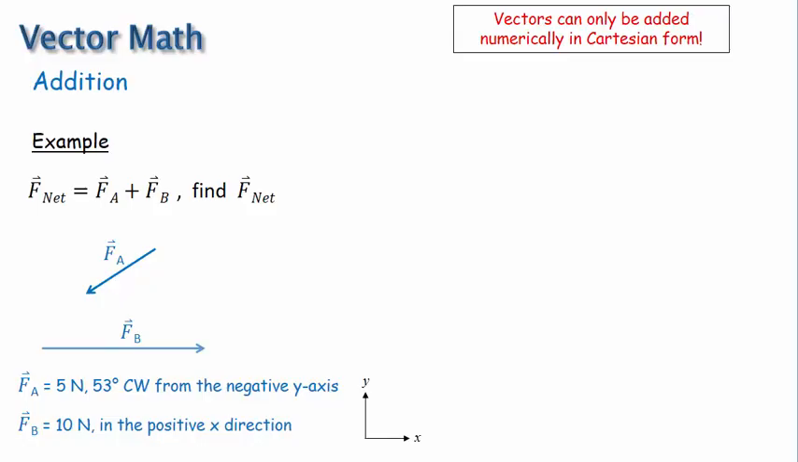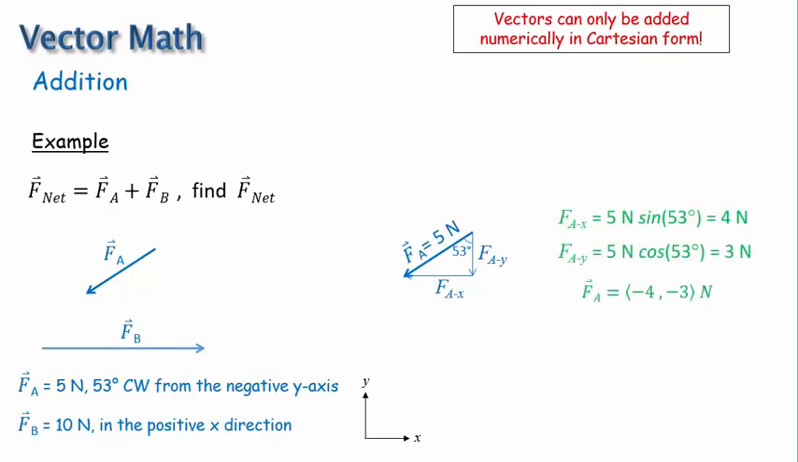Okay, let's do that. Starting with FA, I'll make a right triangle out of it and show the given information. Doing the trig, we then get the x and y components. Notice I've signed the x and y components. This is critical and an easy thing to overlook, so be careful to always sign the vector components when you write them down. Now I'll write FB in Cartesian form. This one is easy because it only points in the positive x direction. So the y component is 0, and the x component is the full magnitude of the vector.